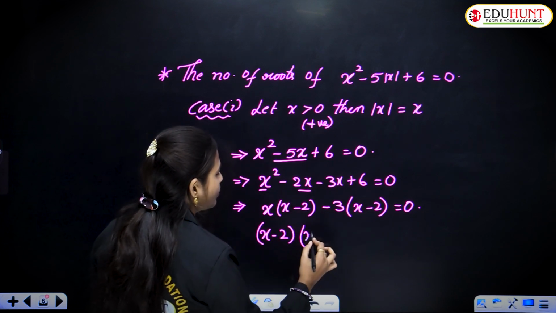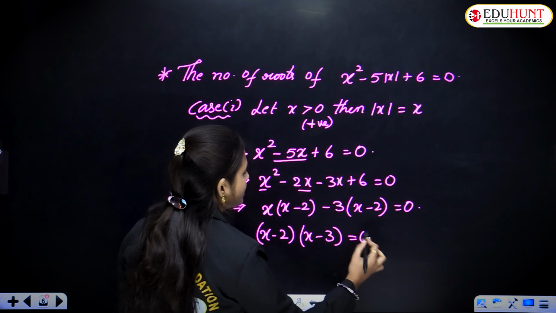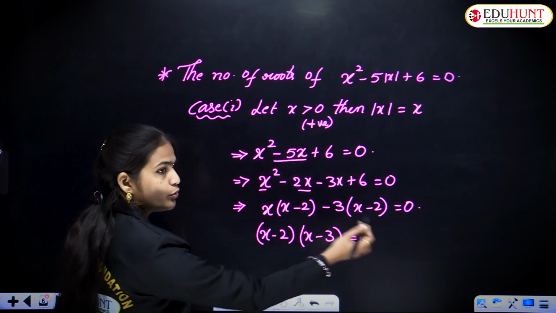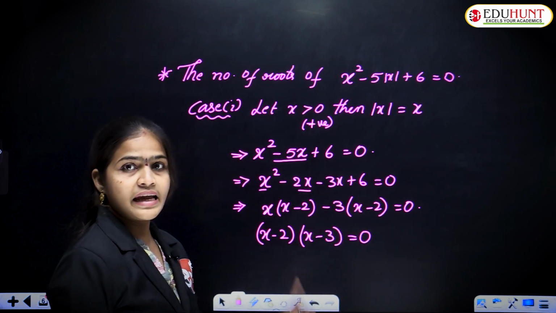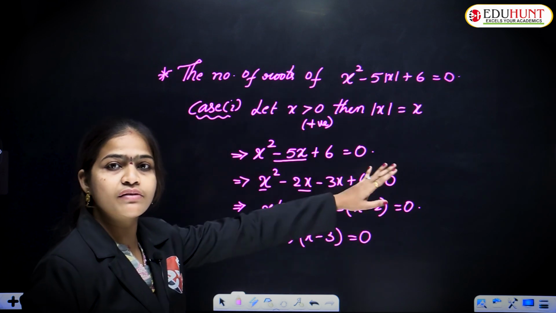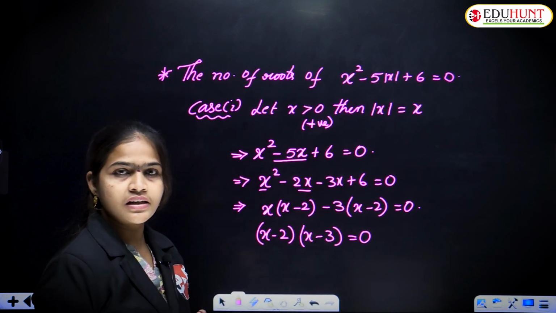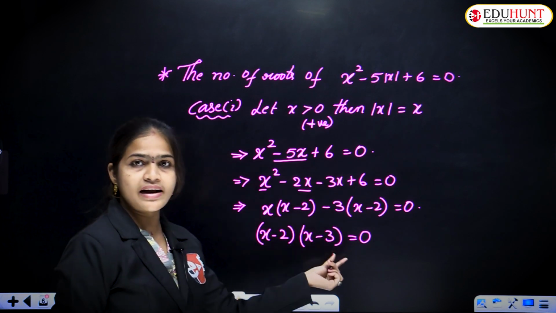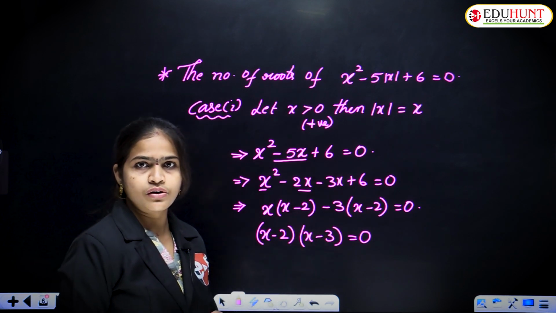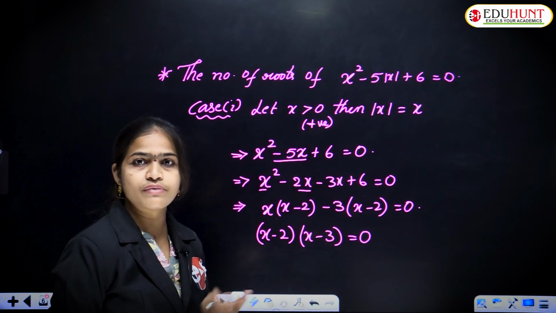And here the leftover x minus 3 is equal to 0. So the product of two values is equal to 0. So either any one of the values should be equal to 0 or those two also equal to 0. We don't know which value is equal to 0, and we cannot say that.